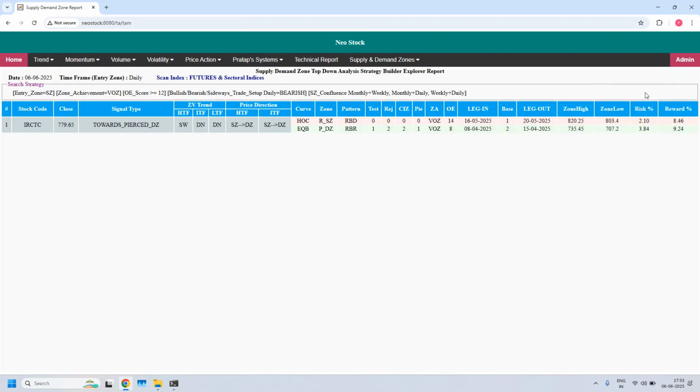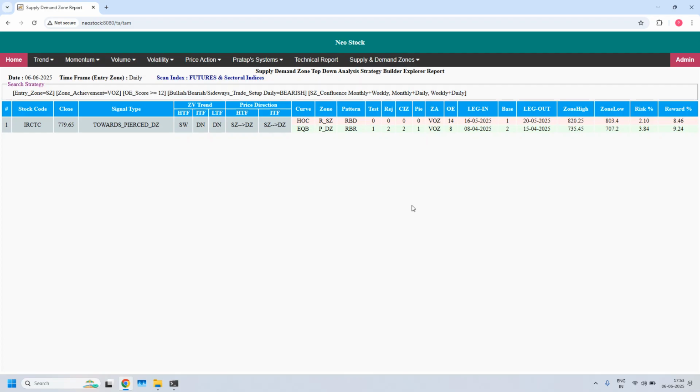With all the 3 filters, we got only 1 stock. So this daily supply zone overlapped with weekly, both together overlapped with monthly supply zone. But monthly trend is sideways, so monthly EMA confluence we can't filter on this stock because EMA does not make any sense in a sideways trend. So this is about bearish trade setup for monthly income trade.